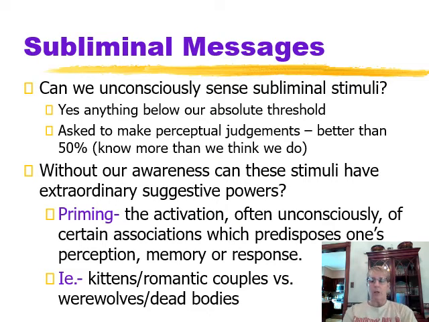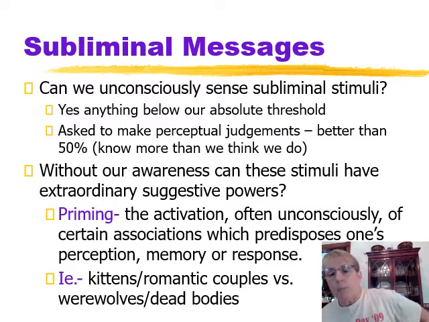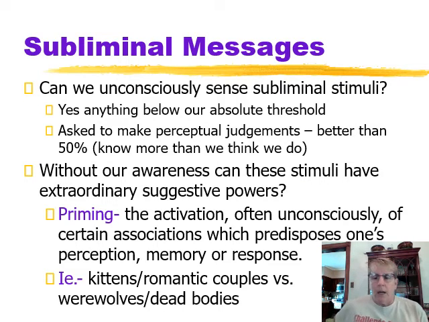Now, let me explain the research. It says right there, i.e., kittens, romantic couples versus werewolves and dead bodies. This is what they did. They primed people. For example, they would flash pictures of either kittens and romantic couples, those positive images, or werewolves and dead bodies, negative images. They would flash these so quickly and then interrupt processing so that all the people could report seeing was a flash of light. If they asked what the picture was of, they could not give any information. It was just a flash of light.